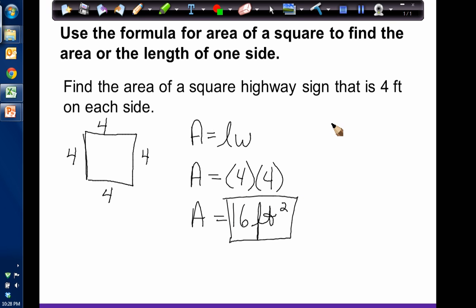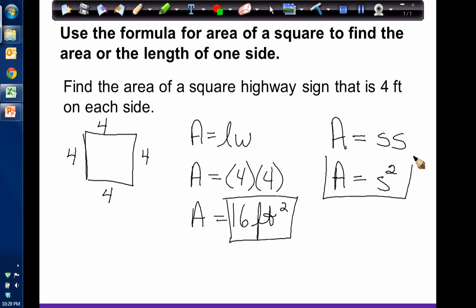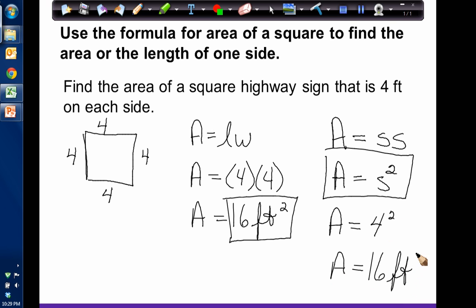But we could also come up with a new formula. Because this is a square and the length and the width are going to be the same thing, we could say S times S, side times side. Because the sides are the same, we can use the same letter to represent them. But if we have S times S, anything times itself is squared. So we could have a brand new formula just for squares, and it would work out the same way. We would have 4 squared, and 4 squared is still 16 square feet.